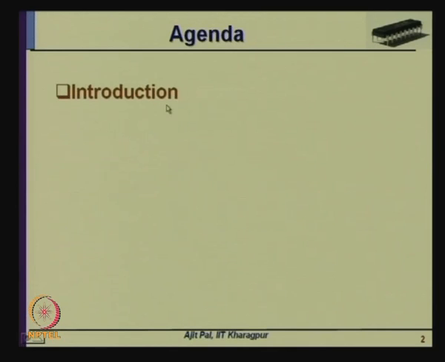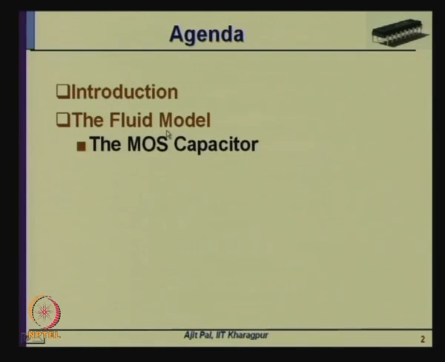First, I shall give a brief introduction about what I have discussed in my previous lectures, for the sake of continuity. Then I shall discuss the fluid model, which has been found to be very useful in understanding the operation of MOS transistors. As part of the fluid model, I shall consider the operation of a MOS capacitor, which is the most elementary building block of MOS transistors. Then I shall discuss the operation of a MOS transistor based on the fluid model.